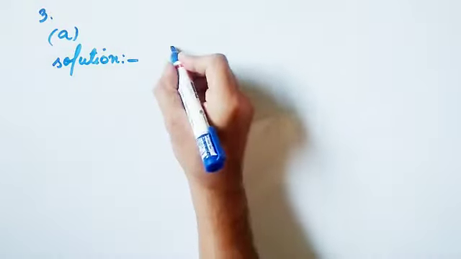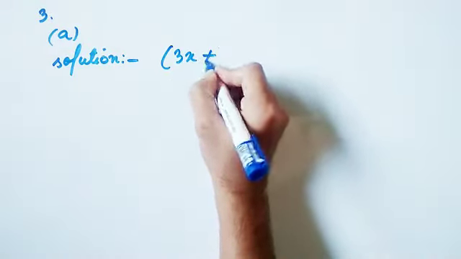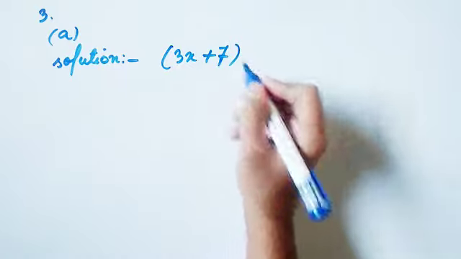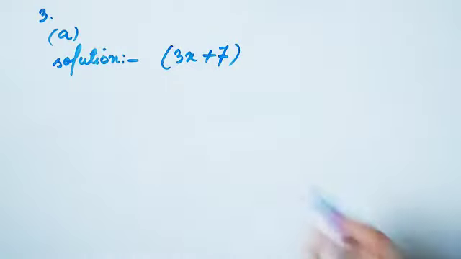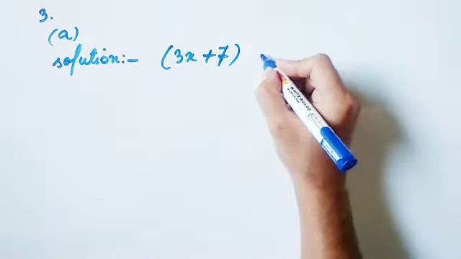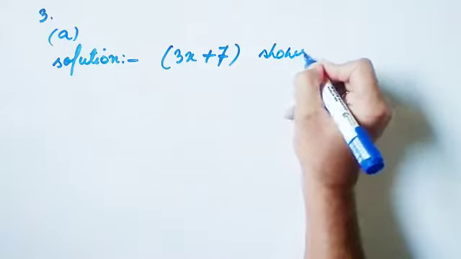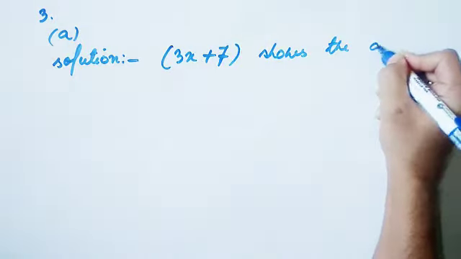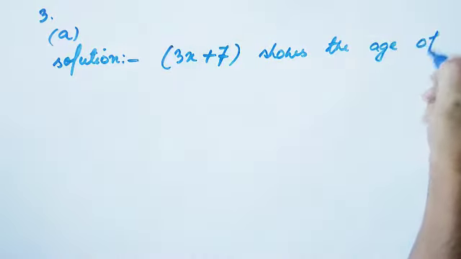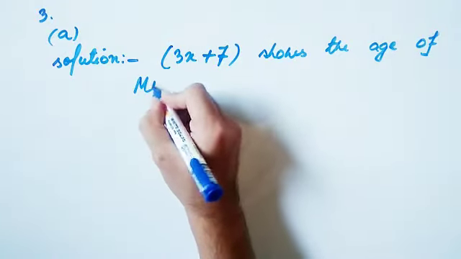Next, we have one more expression. And our last expression is 3x plus 7, right? We take this 3x plus 7 as the age of Munu's father, right? So 3x plus 7 shows the age of Munu's father.